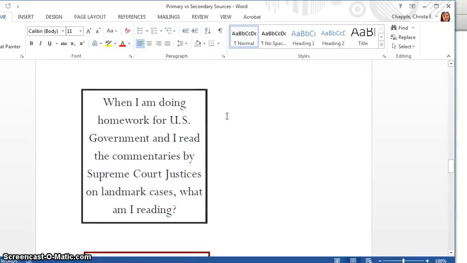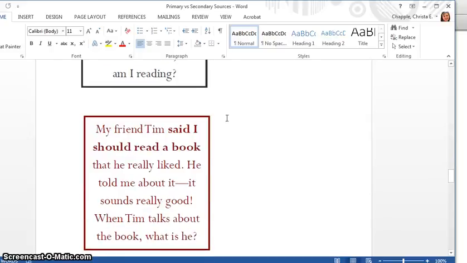When I'm doing homework for U.S. government, I read the commentaries by Supreme Court justices on landmark cases. What am I reading? Okay, you're reading a primary source because the Supreme Court justices actually commented on their landmark cases. So they're firsthand. The Supreme Court justices were there and they wrote about them or commented on them.